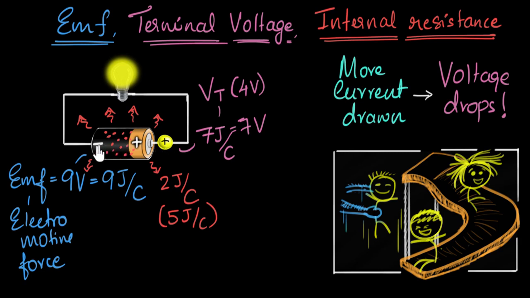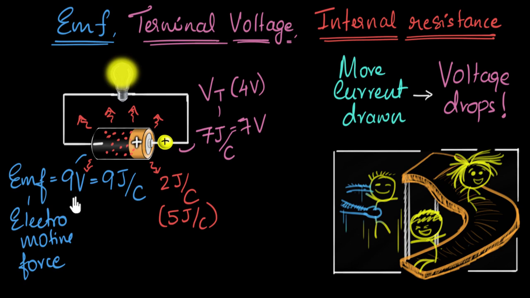Similarly, if the charges move slower and slower, then I hope you agree, less heat will be lost and more of that EMF will be available as terminal voltage. So the terminal voltage will increase. What if the charges go very, very slow, incredibly slow, at a snail's pace, almost not moving at all? Then almost no heat energy will be lost. Then the terminal voltage will be almost equal to EMF.